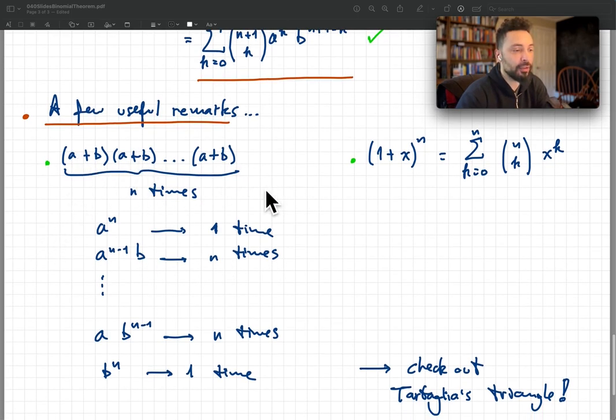And you can continue to play this game and see how many ways there are to choose 2 b's or 3 b's and so on, until you get to the end, where you ask how many ways there are to pick the maximum number of possible b's from here.